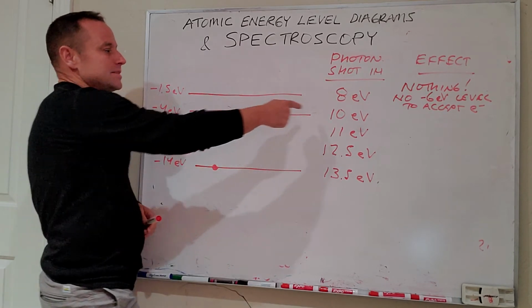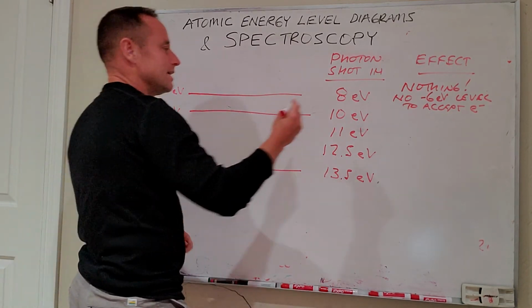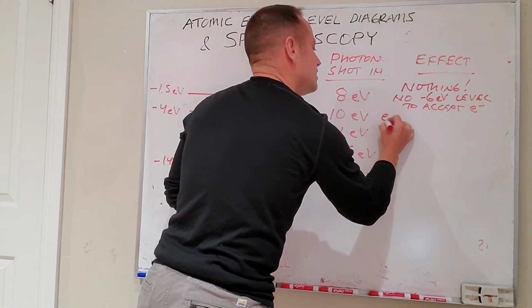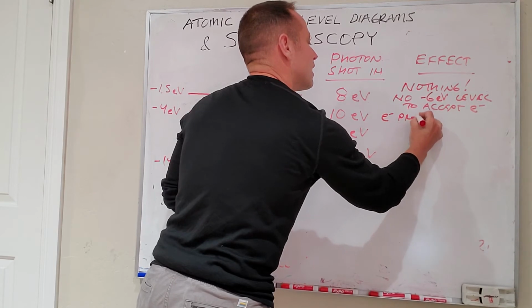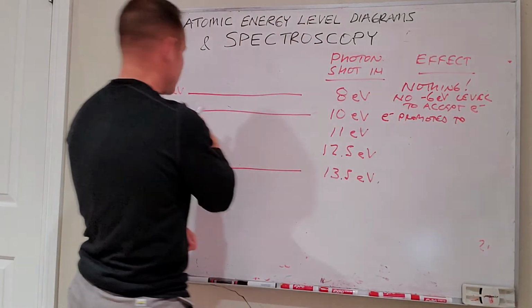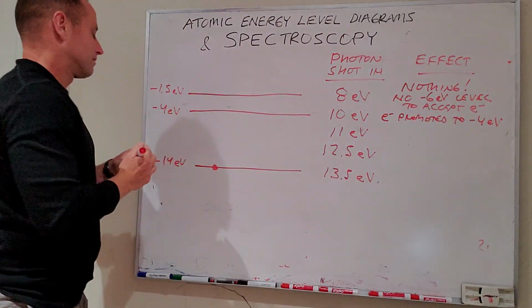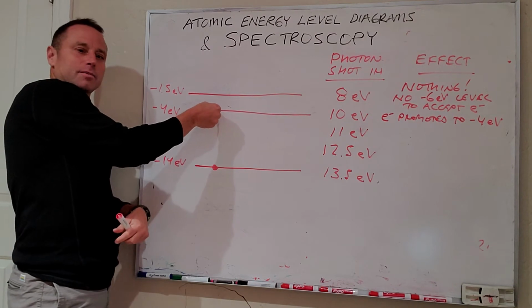Okay, 10 eV, you can probably guess. The electron's promoted to the minus 4 eV level. So the electron is promoted to minus 4 eV. It'll come in and it'll just lift it up. Okay.